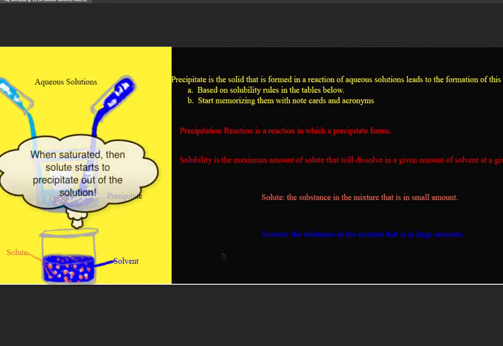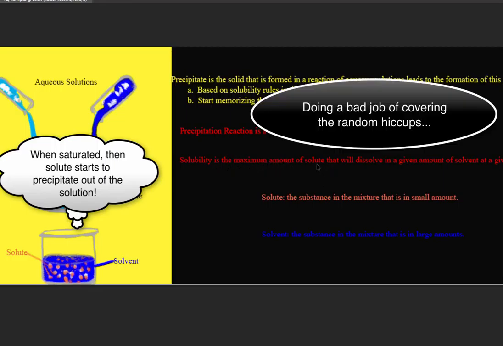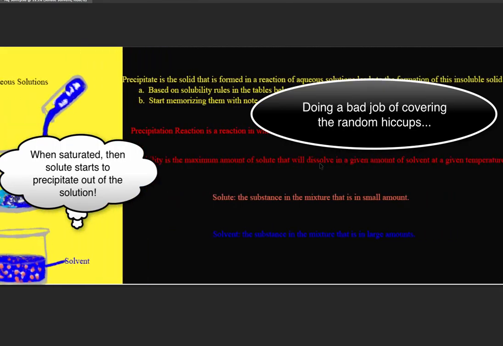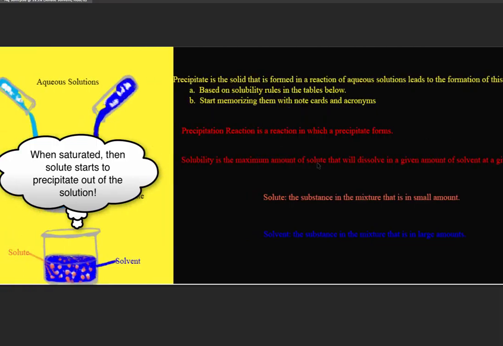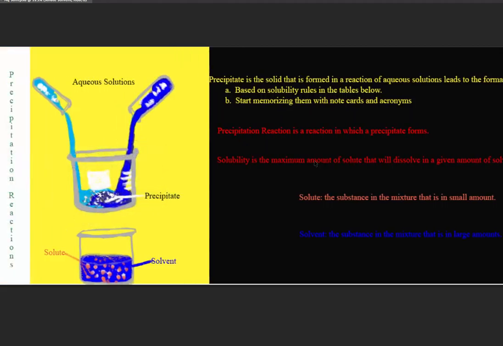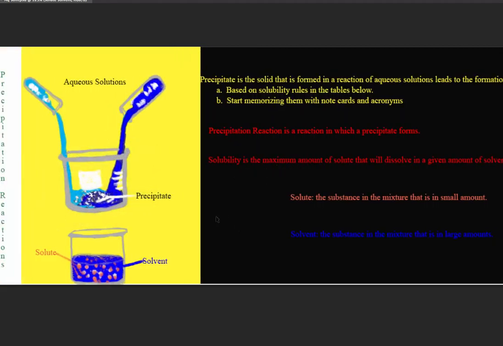Okay, so when we have a solute being placed in solvent, the solubility is the maximum amount of the solute, or sugar in this case, that will dissolve in a given amount of solvent at a given temperature. So that's your solubility. And again, we went over those rules as to what will dissolve. We're going to go more into solubility in the next handout, but just for now, I want to introduce what solutes are versus solvents.